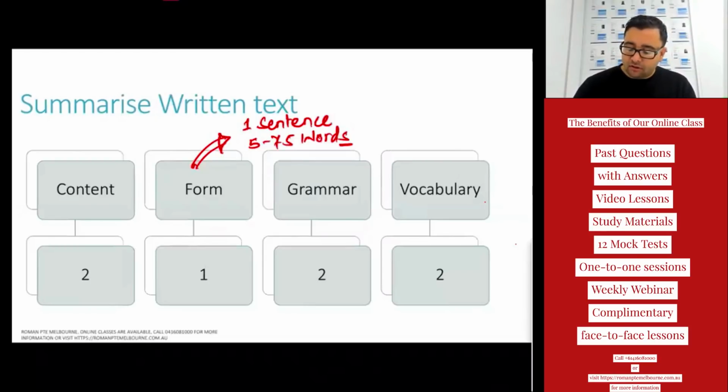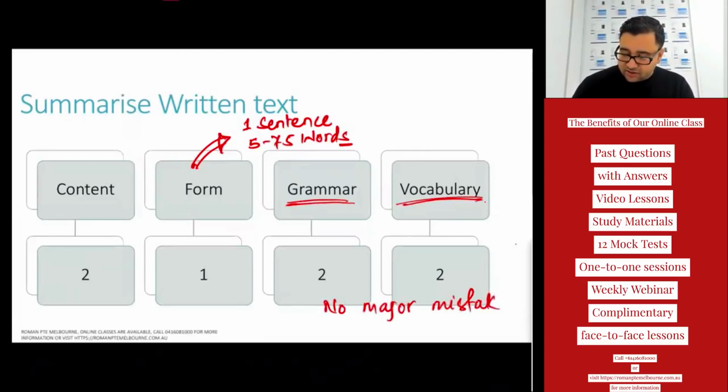About grammar and vocabulary, you get 2 points, and I will just tell you briefly how do you get these 2 points. No major mistakes. As long as you have not made any major mistakes in grammar or in vocabulary, you will be getting full points. That means your word selection is correct, appropriate, and in grammar, there are no major noticeable mistakes. You'll be getting full points here. So my tip for this part would be avoid writing something complex or something you are not confident of, because then you will make mistakes and you'll lose points.